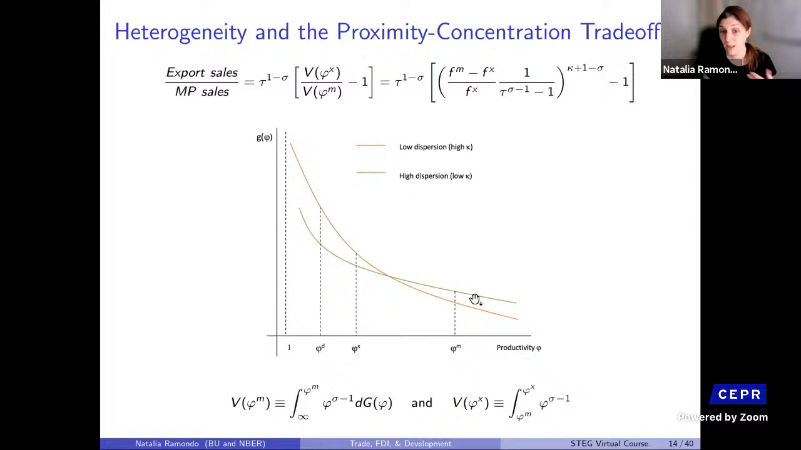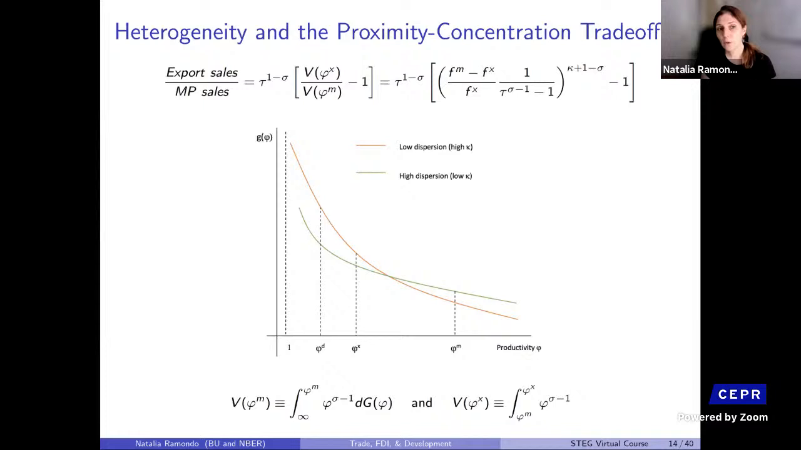So as I said, this is the most you can do. I haven't closed the model. It can, of course, be solved in general equilibrium, but it has these stark parametric conditions that make it hard to use to do counterfactuals.